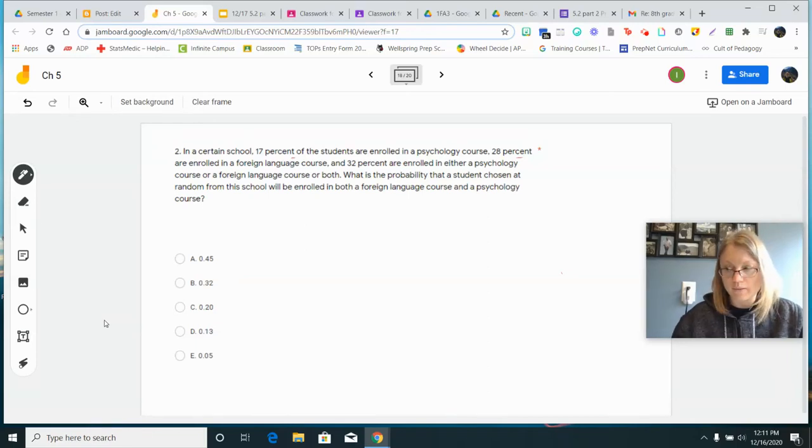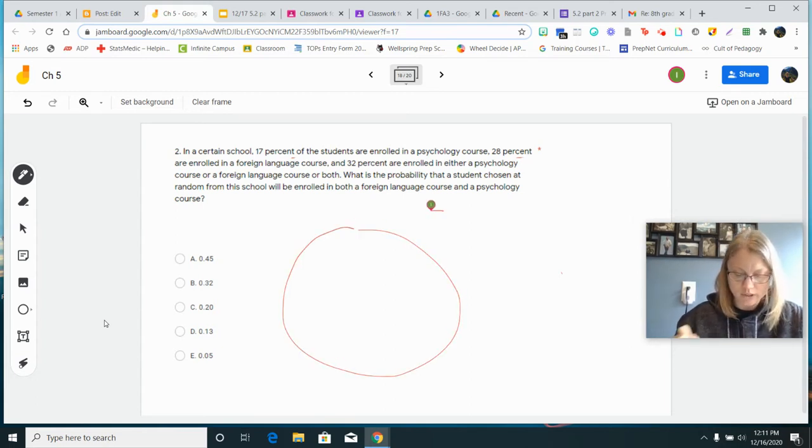Great, let's go ahead and take a peek at this question. So this one is a bit tricky because you have to organize your data. So I'm going to draw a Venn diagram because that is generally a quick way to organize things.